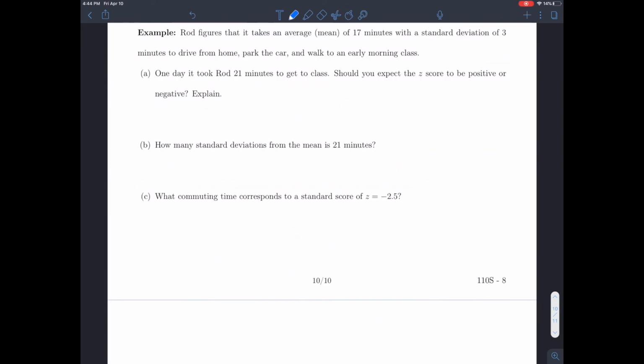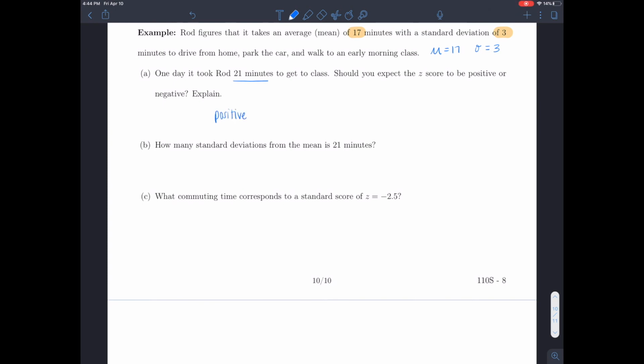In this example, we're given a normal distribution with mu 17 and sigma 3. So mu is 17 and sigma is equal to 3. And it says it took someone 20 minutes to get to class one day. Would we expect the z-score to be positive or negative? And so here, because this data value is greater than the mean, we would expect our z-score to be positive.